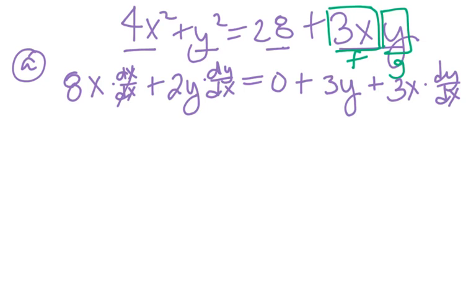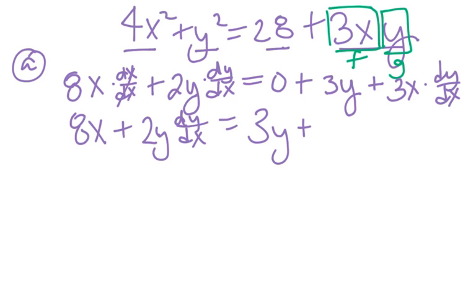Okay, so let's simplify this. We now have 8x plus 2y dy/dx equals 3y plus 3x dy/dx. Since we're solving for dy/dx, we want to get these two terms on the same side of the equation. So I'm going to move this one to the right side, and I'm going to move this to the left side.